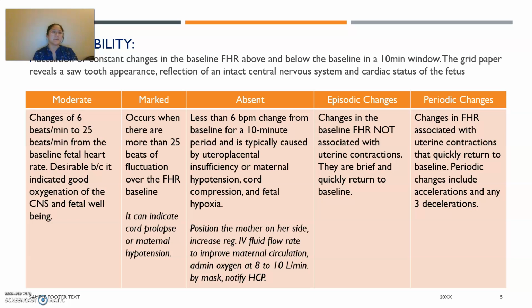The marked variability occurs when there are more than 25 beats of fluctuation over the fetal heart rate baseline. It can indicate cord prolapse or maternal hypotension. The absent variability is less than 6 beats per minute change from baseline for a 10-minute period, and it is typically caused by uteroplacental insufficiency, maternal hypotension, cord compression, and fetal hypoxia.